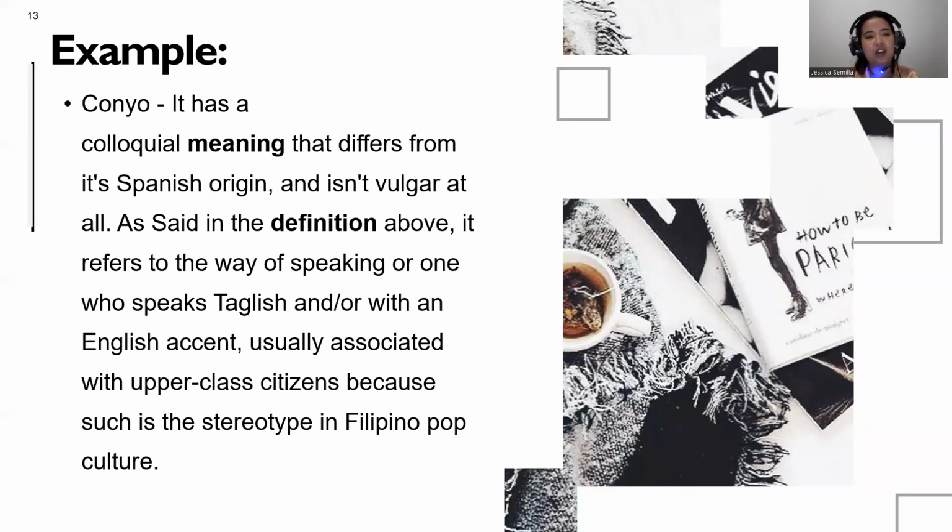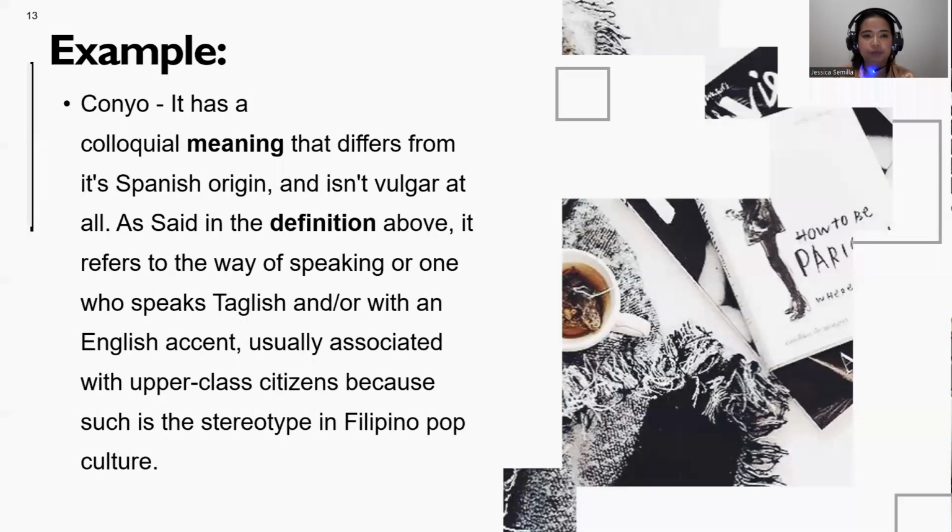This is a colloquial meaning that differs from its Spanish origin and isn't vulgar at all. As said in the definition, it refers to the way of speaking, or one who speaks Taglish with an English accent, usually associated with the upper class, because such is the stereotype in Filipino pop culture.